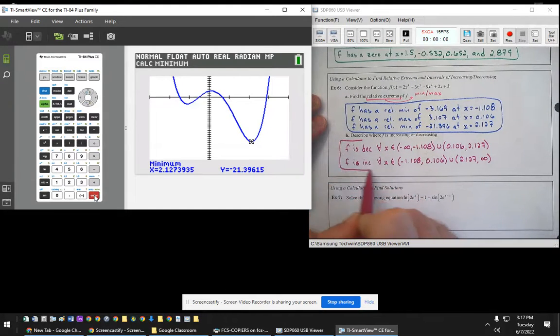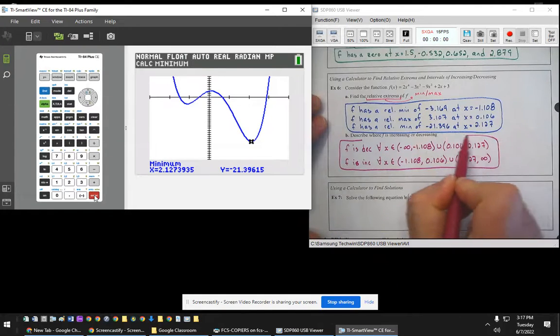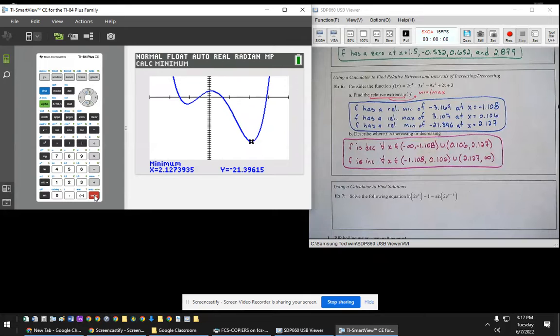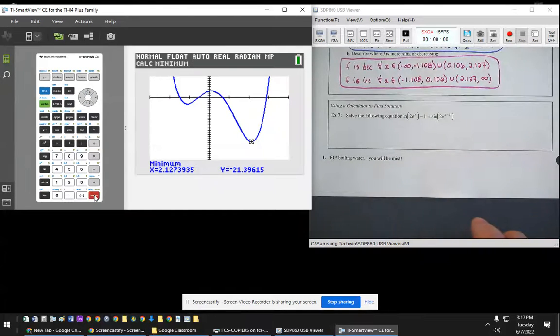So when I'm talking about increasing and decreasing, I'm only talking about x values. I'm looking at y values, but I'm only talking about x values. And then last but not least, use a calculator to find the solution.